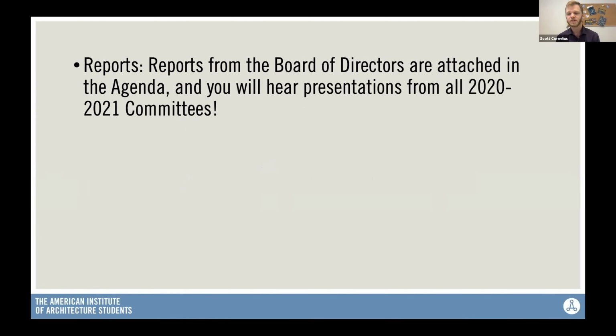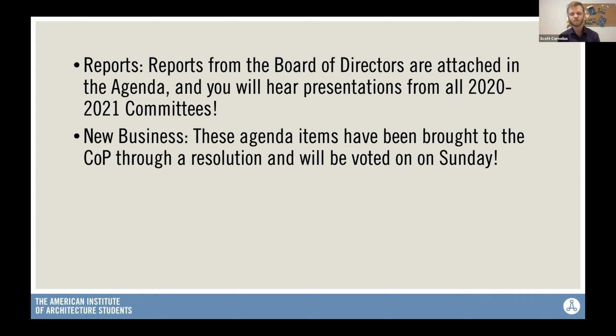Reports from the board of directors are attached in the agenda. It's a very, very long document that I emailed to you, and I apologize, but they all are very important things. So after the agenda is the part called the appendix, and that contains all of the reports from the board of directors as well as our committees. And you will hear presentations from them. You will not hear presentations from the board on their reports, so make sure that you read those.